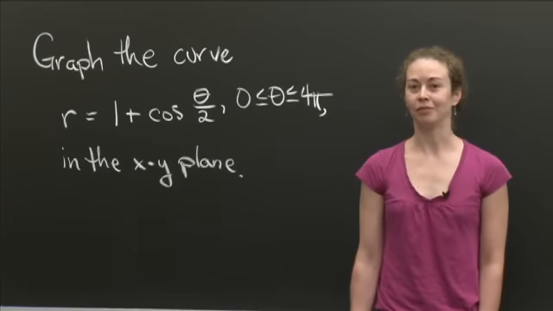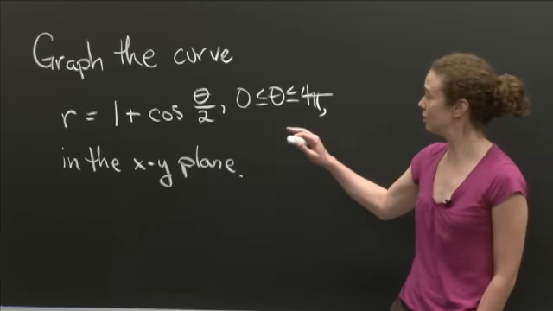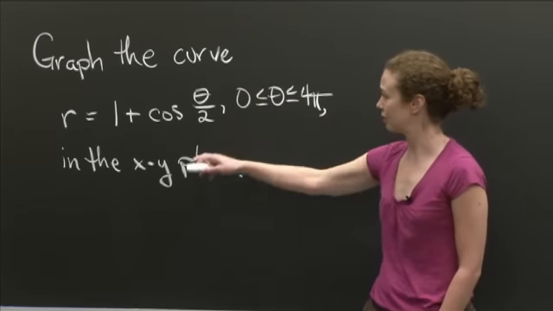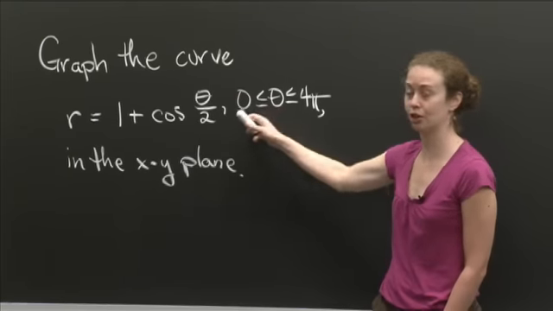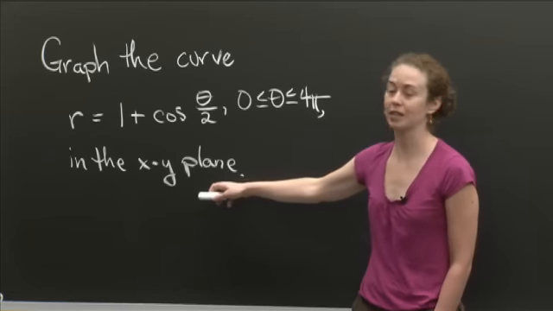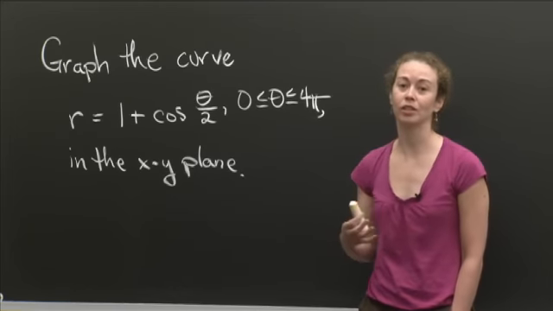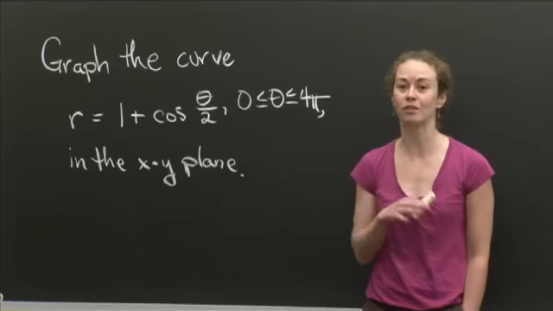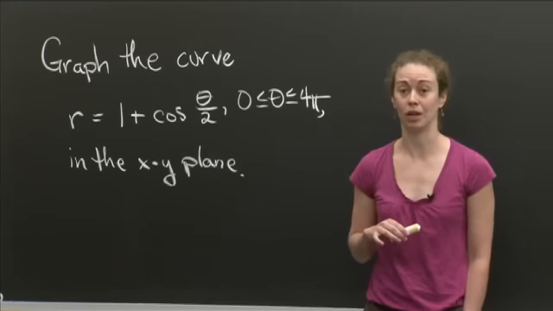Welcome back to recitation. In this video, I'd like us to do two things. The first thing we're going to do is graph the curve r equals 1 plus cosine theta over 2 for theta between 0 and 4 pi, and we're going to graph it in the xy plane. And then after we've done that, we're going to take a look at some components of that curve, and we're going to calculate the area of some components that close up.